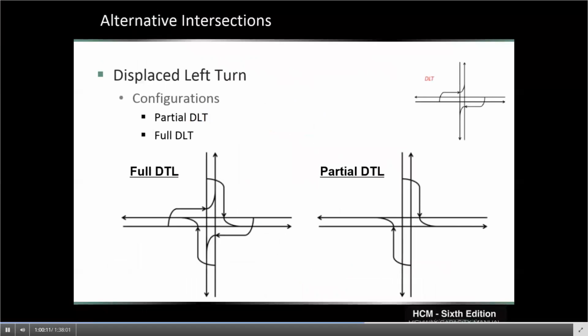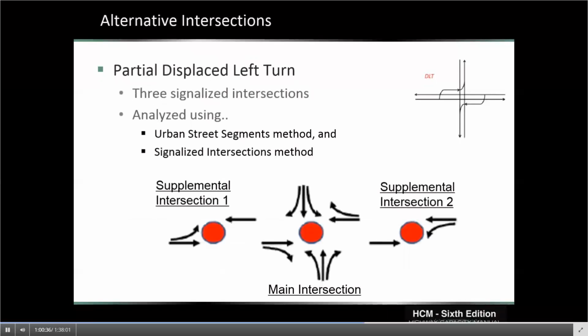And then finally, for the displaced left turn, there's a series of configurations. The method is really designed for the partial DLT. There's a typo there, not DTL. The partial displaced left turn, where one of the directions has the left turns moved. But the method can also be adopted to a full DLT, which essentially doubles the method, and it's evaluated as two half DLTs. So the method itself doesn't change.